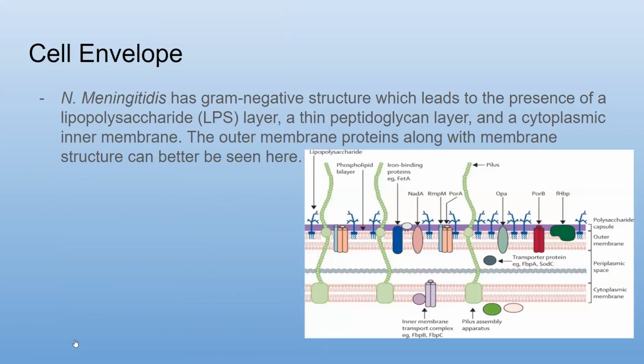Neisseria meningitidis is a gram-negative bacteria, which leads to the presence of a lipopolysaccharide or LPS layer, a thin peptidoglycan layer, and a cytoplasmic membrane. The LPS helps to identify the immunotype of each serogroup.